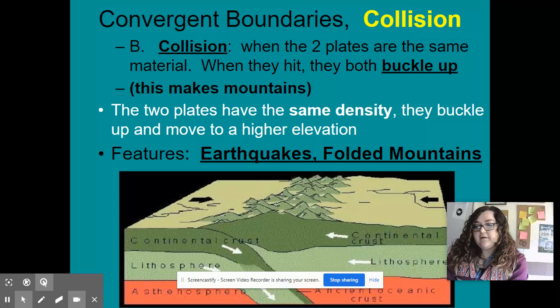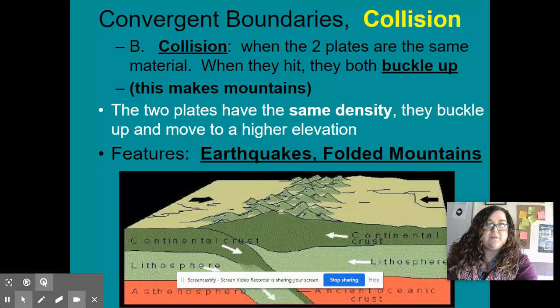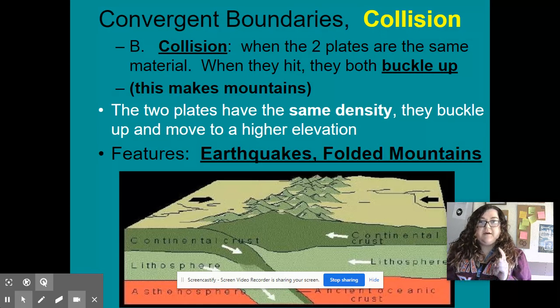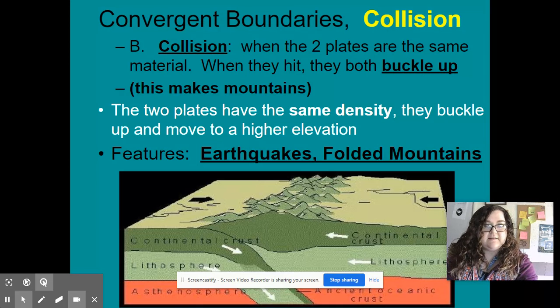Again, there is a sketch for you to do that. You can do that in your notes or however you feel best. But now we're going to move on to the second type of boundary. We just talked about two convergent boundaries, one being a subduction and one being a collision. So now we're going to talk about the second type of boundary.